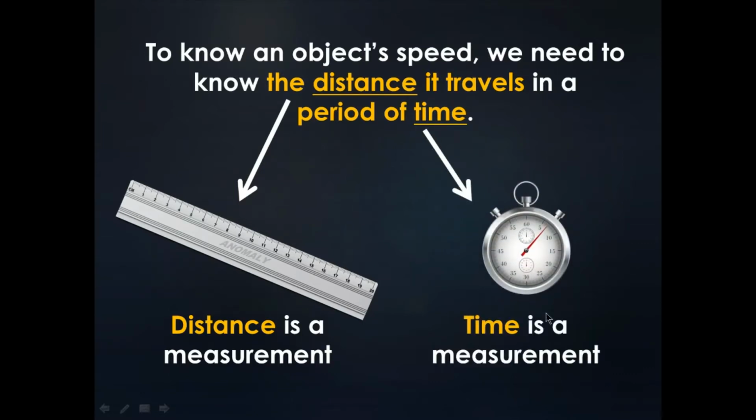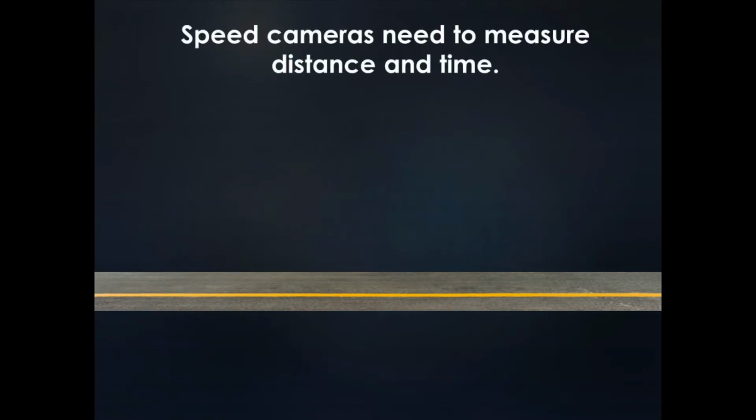So time is a measurement, distance is a measurement, and so when we're calculating an object's speed, well, speed is also a measurement. It is a measurement of how far the distance the object is traveling over a period of time. So here is a road, and let's think about average speed cameras. Average speed cameras need to measure distance and time, because you have to do that. It doesn't matter how fancy your equipment is. At the end of the day, to measure speed, you need to know distance traveled and the time taken.